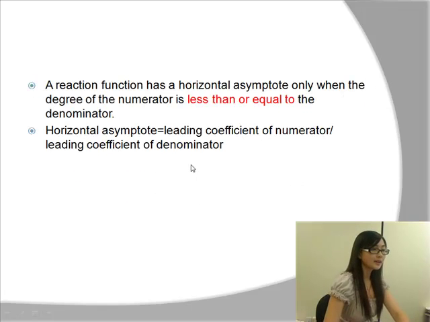A rational function has a horizontal asymptote only when the degree of the numerator is less than or equal to the degree of the denominator. The horizontal asymptote will be equal to the leading coefficient of the numerator divided by the leading coefficient of the denominator.